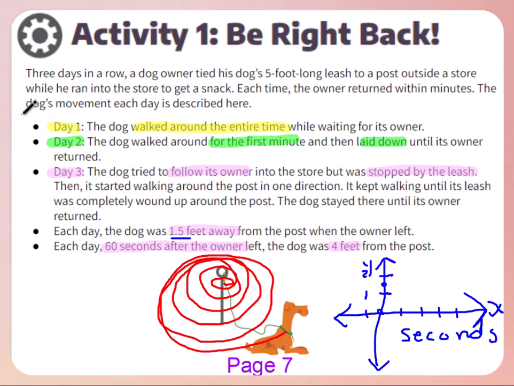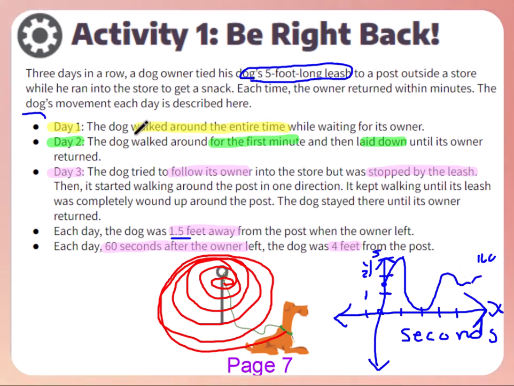Now let's just look at day 1. The dog is going to start at 1.5 and it's going to walk around randomly, but it can only go 5 feet away. I forgot to highlight this up here. So no matter where he starts, he can only go up to 5. He can't go above 5, can't go below 0. He can be at 0, that's how far away he is from the post, and then at 160 seconds, he's just out here somewhere.